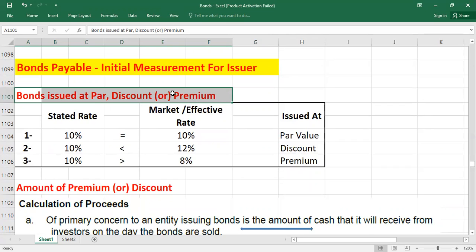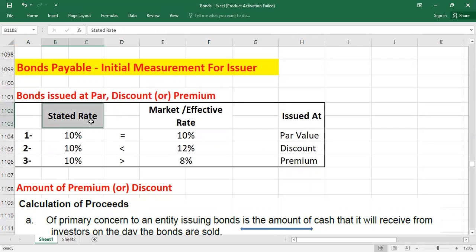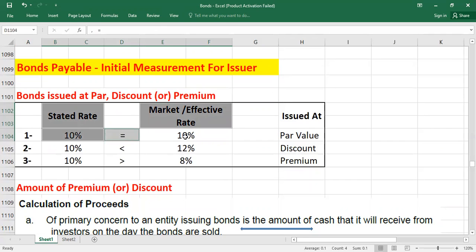Simply, at the date of issue, we will compare the stated rate which is mentioned on the bonds with the market rate or effective rate which is prevailing in the market at the date of issue. So here we go. If our stated rate is equal to the market rate, for example stated rate is 10% and market rate is also 10% at the date of issue, we will sell the bonds at par, at face value.